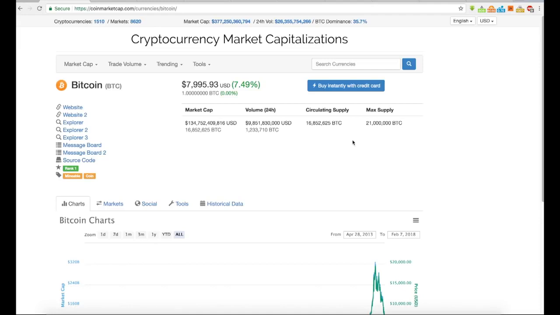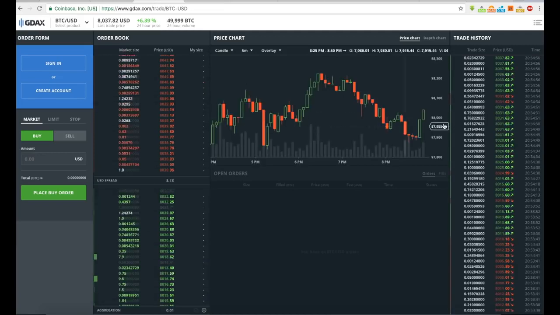Because when someone says that $100 billion came off the market cap, that does not mean that $100 billion went into fiat. So when you're looking at GDAX or something like this, you can see these green candles indicate that there was a higher demand at that price.